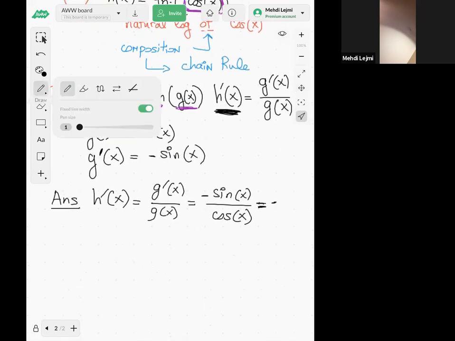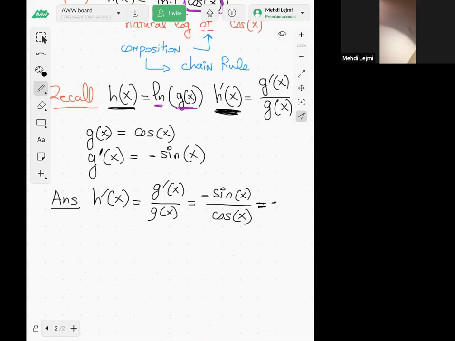So then, the sine over cosine, that would be tangent of x. That's the definition of tangent of x. So the answer is minus tangent of x. Anyway, the next one, number 4: h of x is sine of natural log of x.